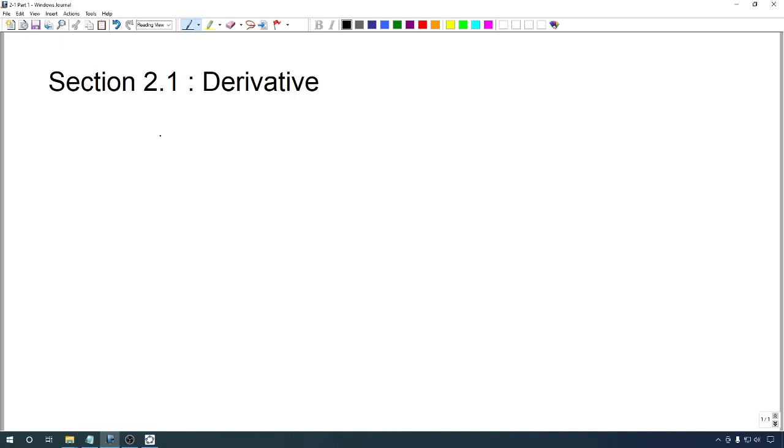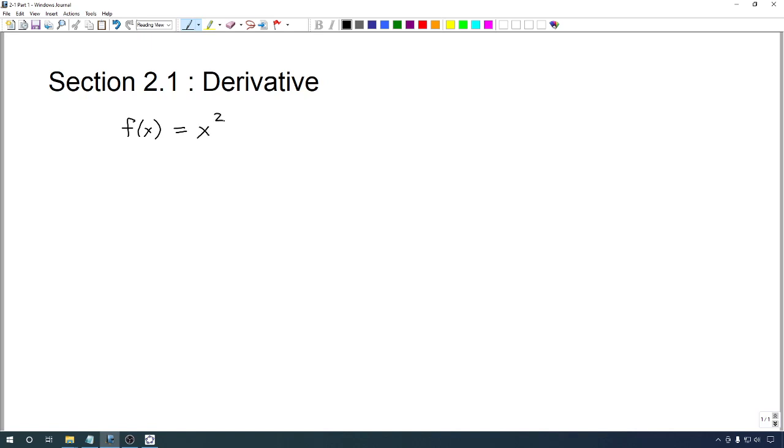Today we're going to start on Chapter 2. In this chapter, we're going to start some actual calculus and develop a tool that will allow us to talk about the steepness of a graph. Let's look at a simple example. We'll take a function, f of x equals just x squared.